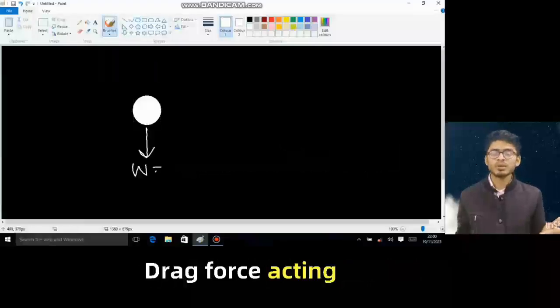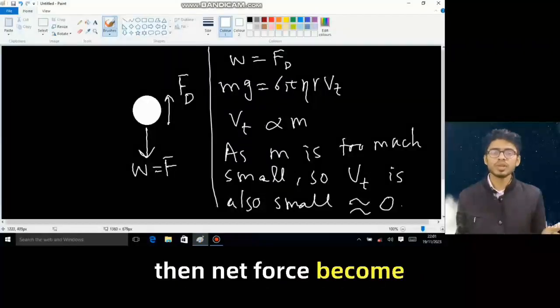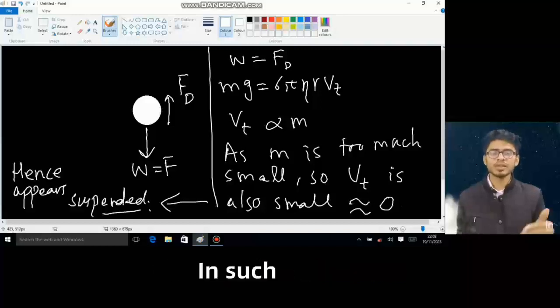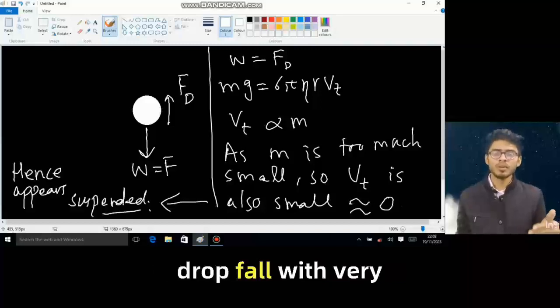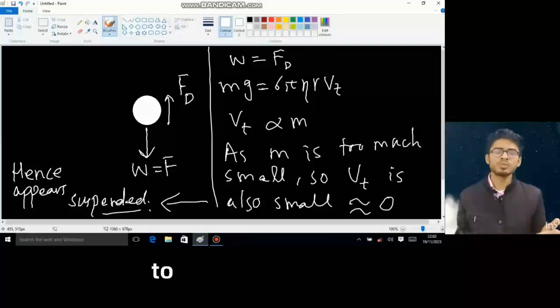Drag force acting on the droplet becomes equal to the weight force, so the net force becomes equal to 0. In such a case, the droplet falls with a very small terminal velocity. That is why the droplet appears to be suspended in air.